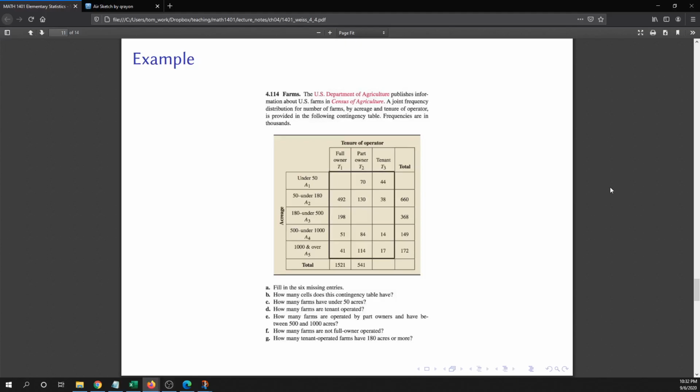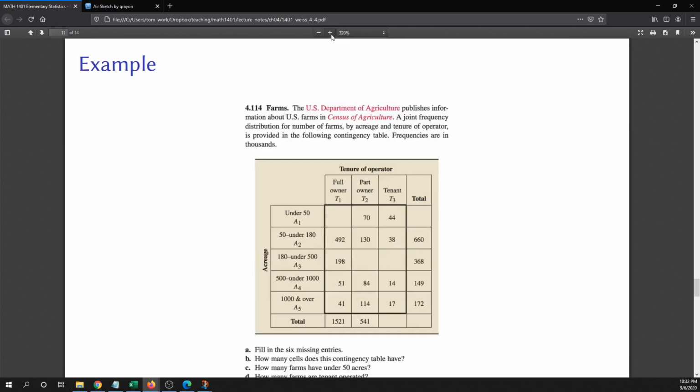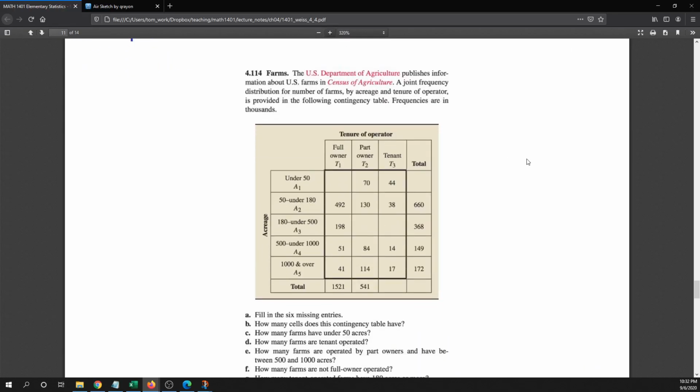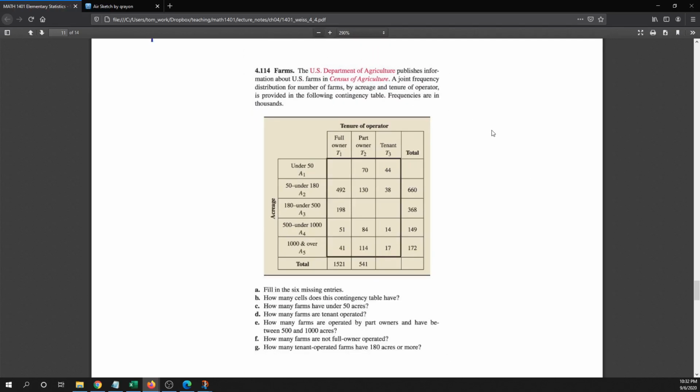All right, in this video, we are going to talk about problem 1.4.114 about farms. It says the U.S. Department of Agriculture publishes information about U.S. farms in Census of Agriculture, a joint frequency distribution for the number of farms by acreage and tenure of operator is provided in the following contingency table. Frequencies are in thousands. All right, it says A, fill in the missing 6 entries.